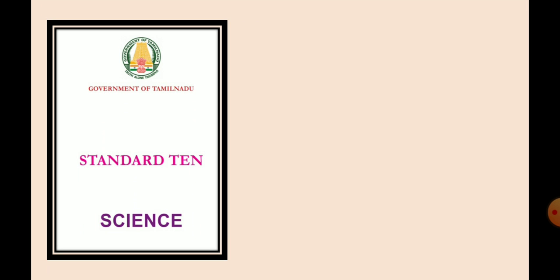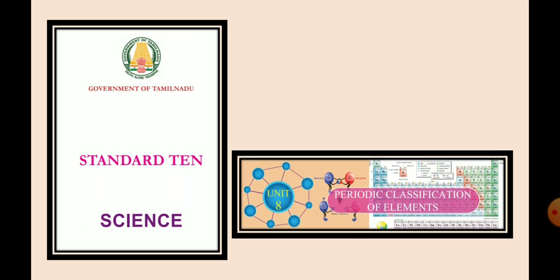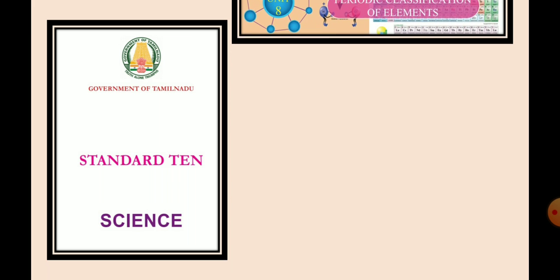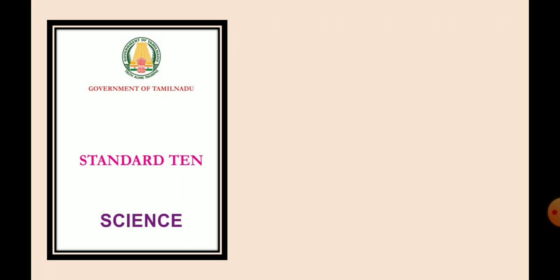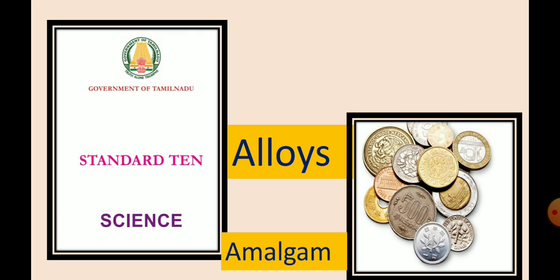Dear students, in 10th standard science, the lesson which we are discussing is unit number 8, which is periodic classification of elements. And in this unit, various topics we have discussed so far. Today, using this video, we are going to discuss alloys. We have to know what is called an alloy, how it is prepared, its characteristics, types and uses, everything. Also, we have to discuss amalgam. So these two are the things we are going to discuss using this video. What are they? One is alloy and one more is amalgam. Is it clear, students? Yes.